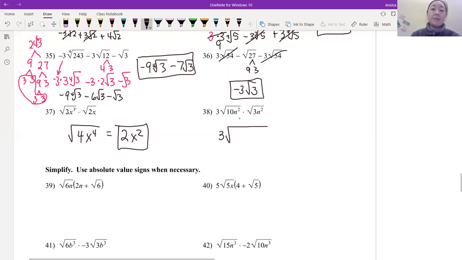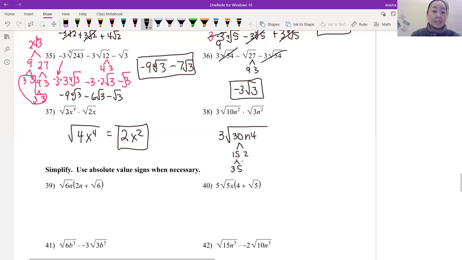And then honestly, if you want to simplify first, then multiply, you can do that. Either way, I'm just going to multiply. So 10 times 3 is 30. And n squared times n squared is n to the fourth. And what do I notice here? 30 can be split up into 15 and 2. And this can be 3 and 5.